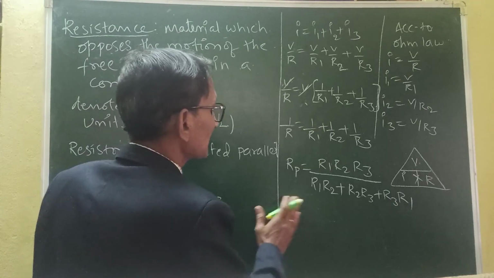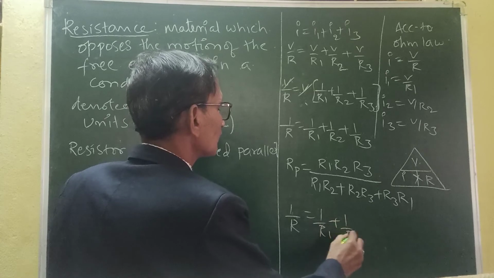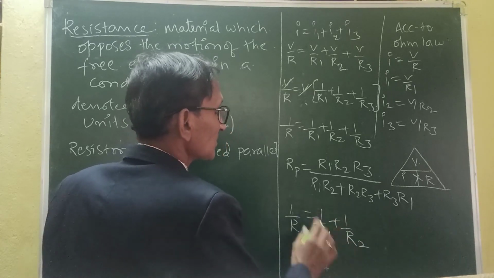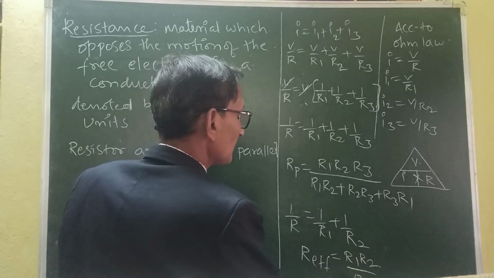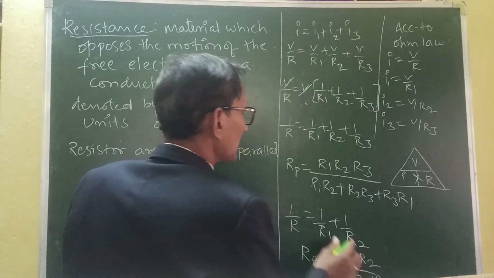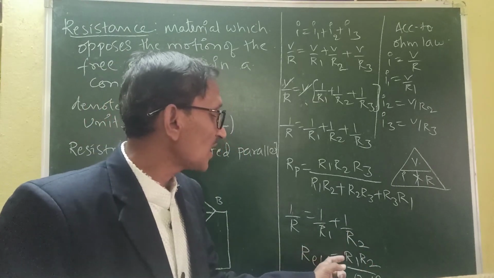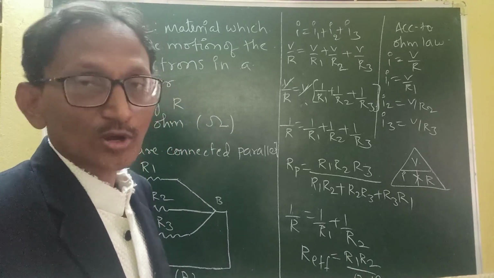For two resistors connected in parallel, 1 by R is equal to 1 by R1 plus 1 by R2. So the effective resistance, by taking the LCM and then the reciprocal, can be taken as R1 R2 by R1 plus R2. This is the way we have to remember this topic.